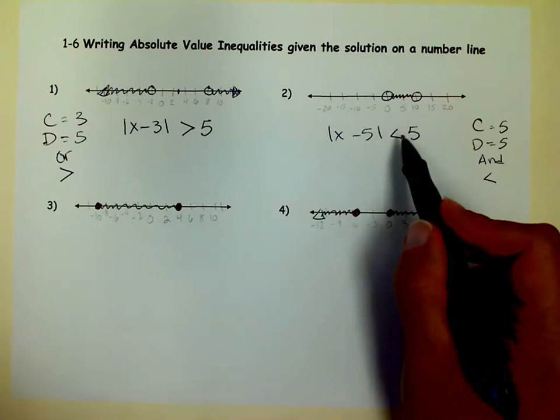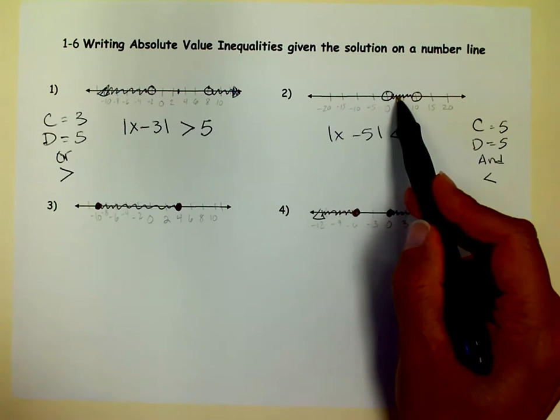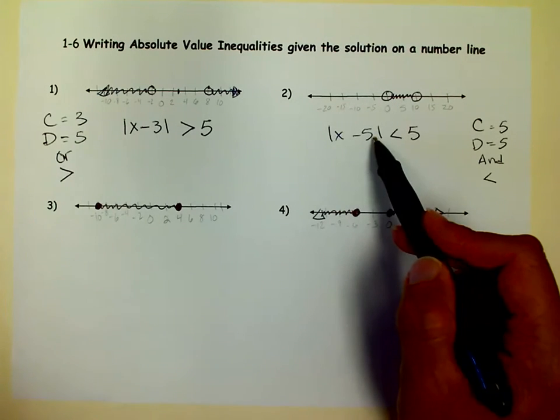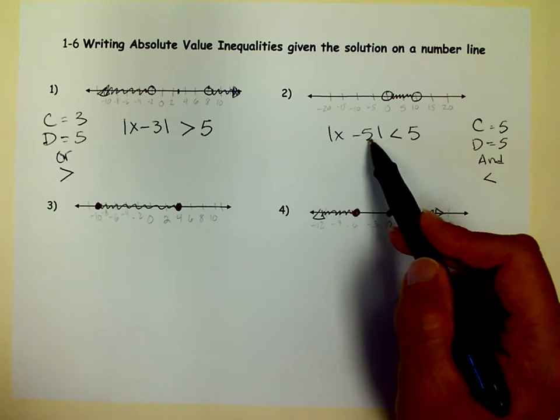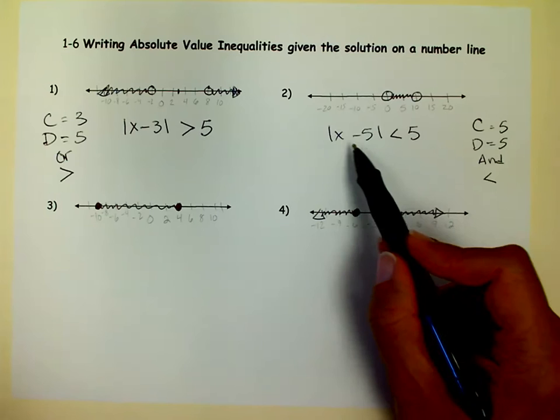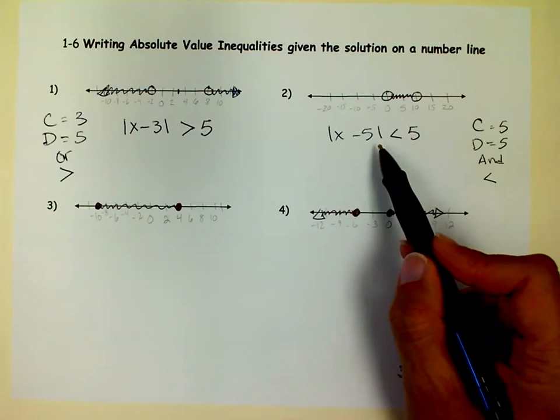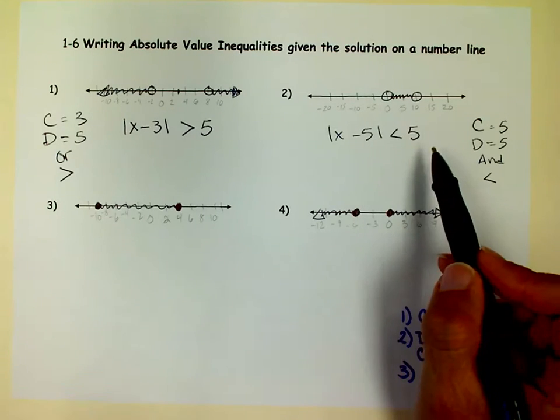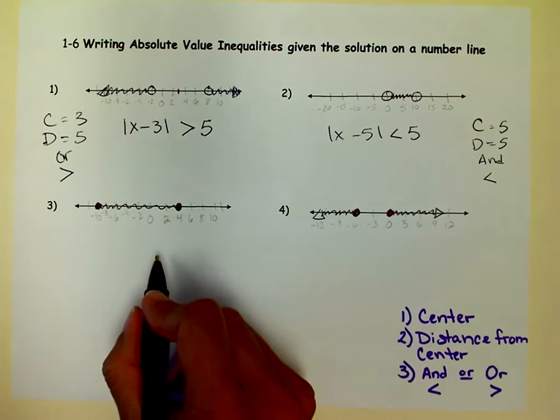You could check it too. If you put a 2 in there, it should work. What's 2 minus 5? -3. The absolute value of -3 is 3, which is less than 5. If you put 20 in, it doesn't work because 20 minus 5 is 15. The absolute value of 15 is not less than 5. So it's checkable.